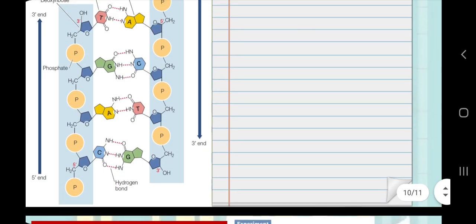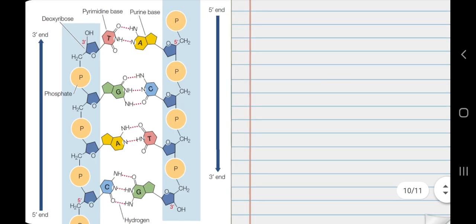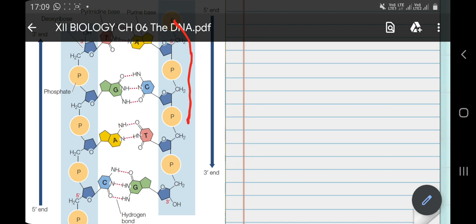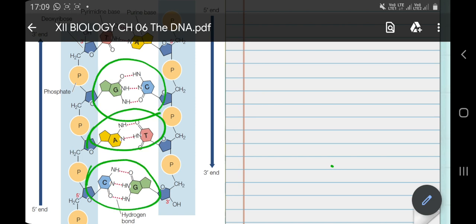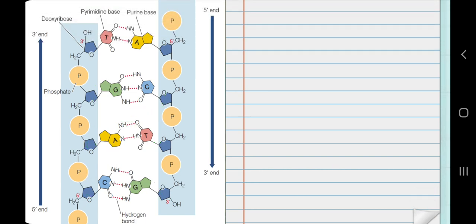So after having this much detail, a DNA molecule will look like this. Here is the phosphate and sugar backbone, phosphate and sugar joined by phosphodiester bonds, and then these are the nitrogenous bases held together by hydrogen bonds, and the compatibility must be there. What compatibility? T with A, A with T, G with C, and C with G. A very simple molecule is shown here, only 4 nucleotides, so that you can understand.